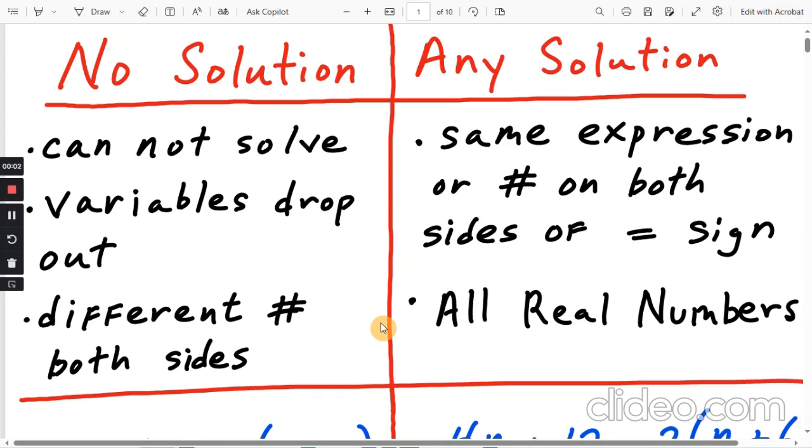All right, this is basically for algebraic expressions. Sometimes you can't always solve for a variable, so we're going to discuss two cases, no solution versus any solution. All right, so let's do no solution first.